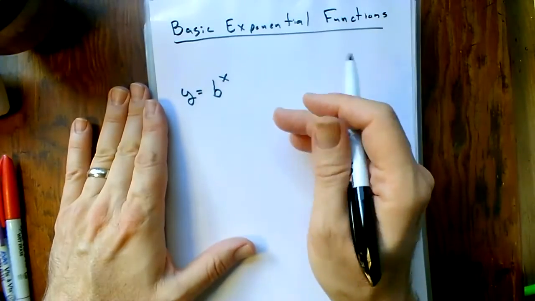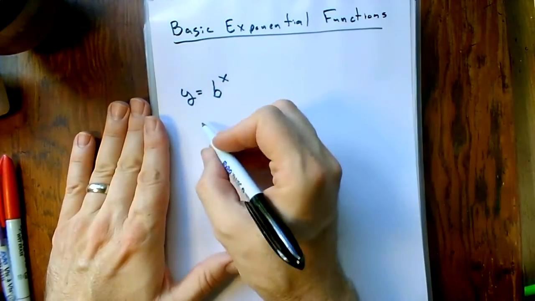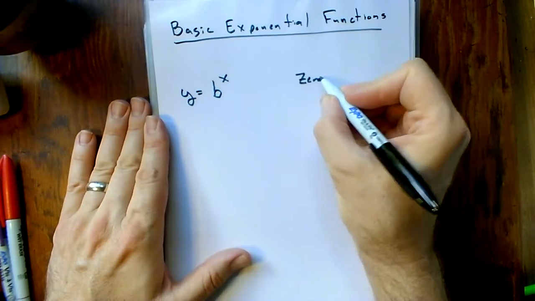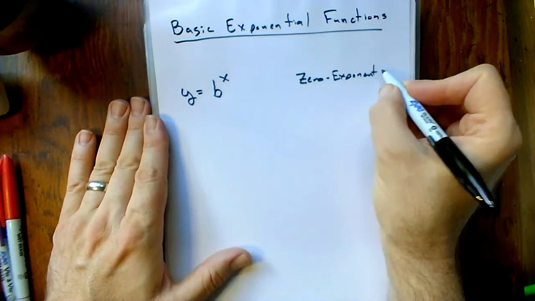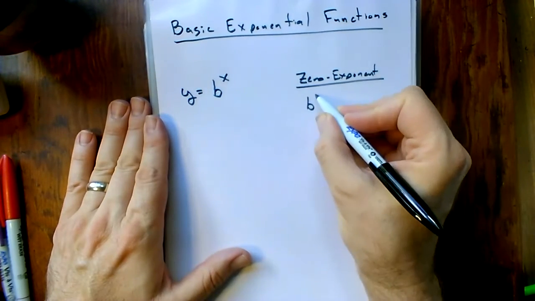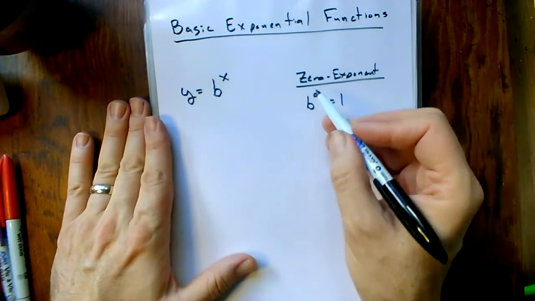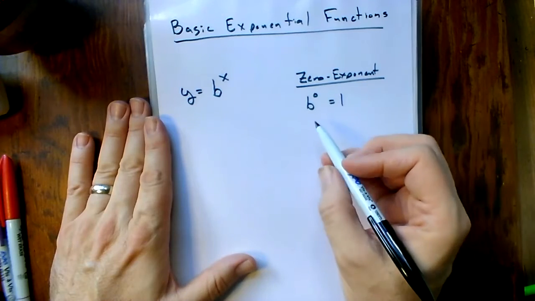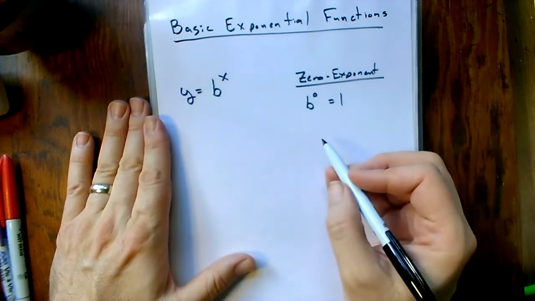There's a couple of good rules to keep in mind. One of the most useful rules to remember is the zero exponent rule. The zero exponent rule basically says that anything to the power of zero is equal to one. So if I had 2 to the power of 0, it's going to be 1. If I had 1/2 to the power of 0, it would be 1. If I had 45 to the power of 0, it would be 1.